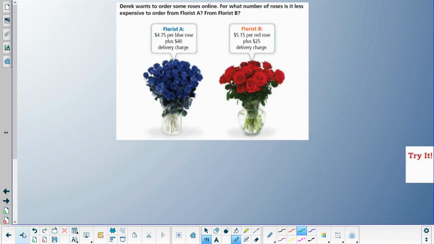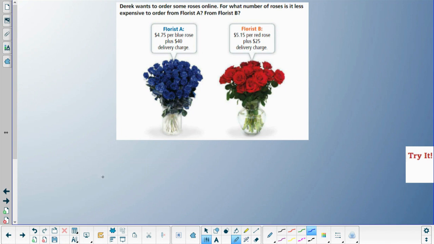All right, so now let's get into our word problems. This is the most important part. For this one, Derek wants to order some roses online. For what number of roses is it less expensive to order from florist A than from florist B? Okay, so we have our prices and everything for both of our companies here. I'm going to go ahead and keep them consistent. I'm going to make the blue for florist A and red for florist B. So florist A charges $4.75 per blue rose plus a $40 delivery charge.